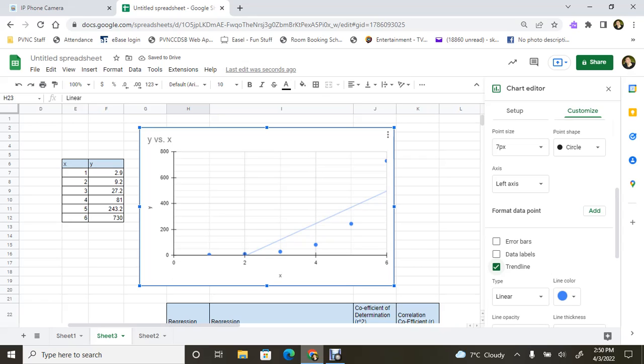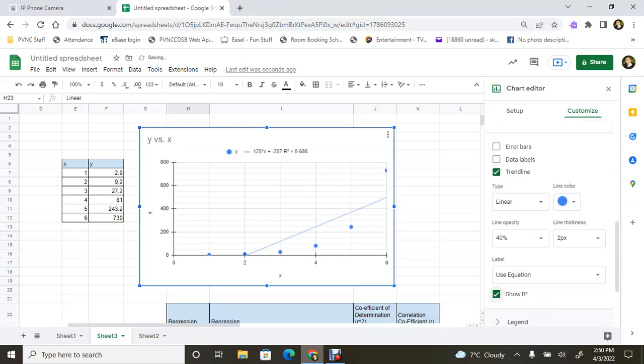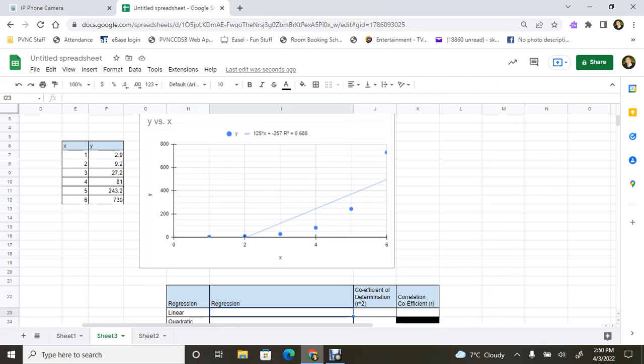So it puts a linear trend line. So far it's a linear. We'll add the label, use equation, and we'll show the r squared. So here it is. Here's the trend line. y equals 125x. The plus minus means minus 257. So over here, y equals 125x, we'll just type it in here, minus 257.